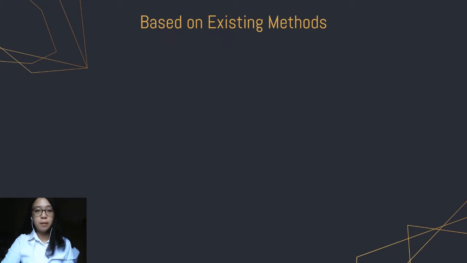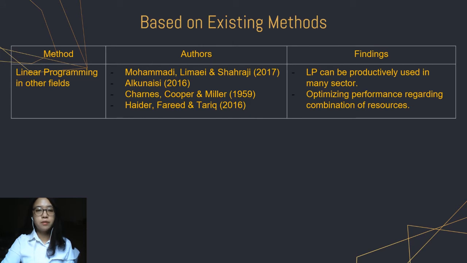Next, we will discuss the literature review based on existing methods. Referring to all research, all of the researchers determine and obtain the profitability of loans by using linear programming. However, some researchers also apply linear programming in other fields, for example, Mohammadi, Akubaisi, Chalmers, and Hyder. They state that the main function of linear programming is optimizing performance regarding the combination of resources, and it can be productively used in many sectors, including the blending of gasoline stock, the production of chemical products, and other sectors.